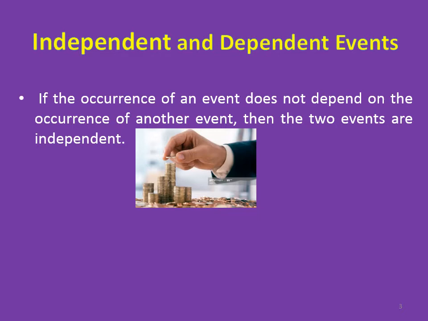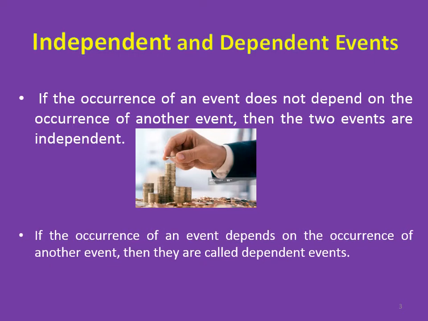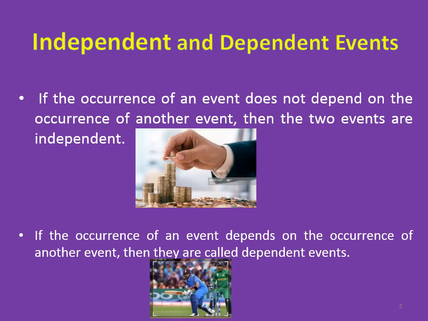Next one, what are the dependent events? If the occurrence of an event depends on the occurrence of another event, then they are called dependent events. For example, the probability of a team winning a cricket match depends on whether the best bowler of the team plays in the match or not. Therefore, the two events of the best bowler playing and the team winning are dependent events.